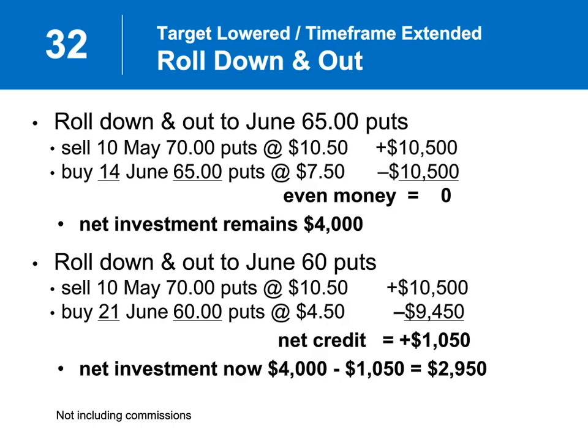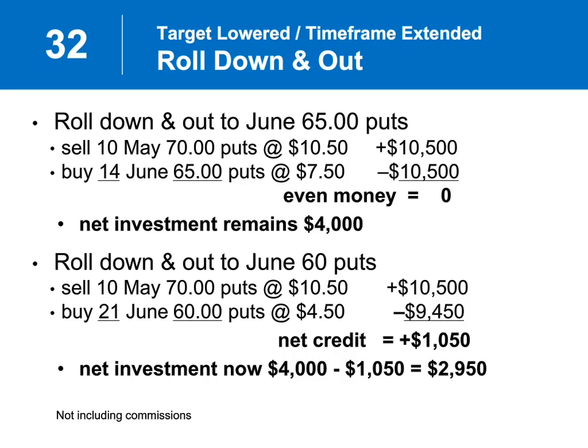Rolling down and out. So originally it's the 10 May 70 puts. We're going to roll down to the June 65 puts and out. Excuse me, down and out to the June 65 puts. So we sell those 10 May 70 puts with the stock at 60. We take in $10,500. That gives us the opportunity with the June 65 puts trading at 750 to buy 14 of them. So if we do that down and out roll, that turns out to be even money. That means we've still got $4,000 on the table.